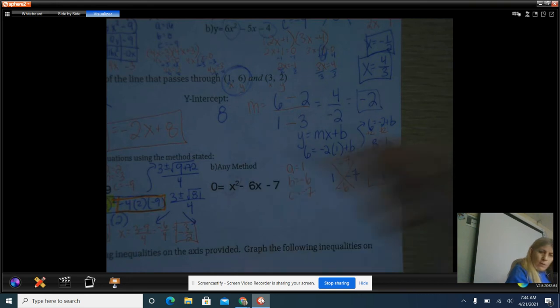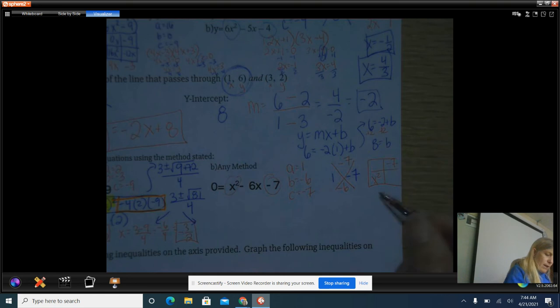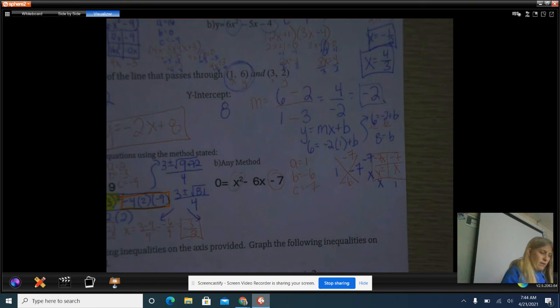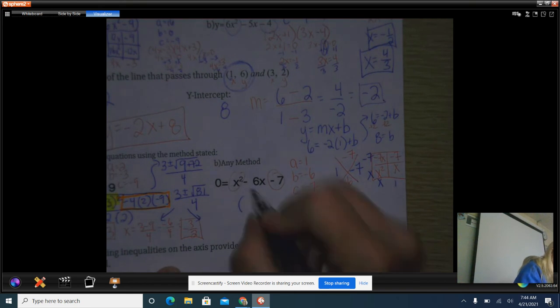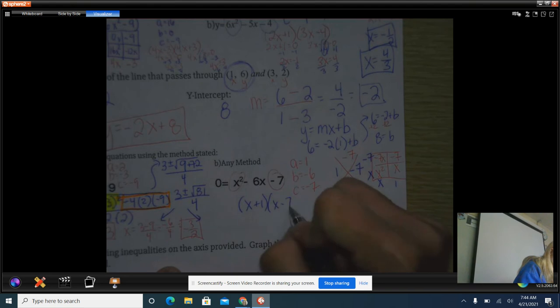We have our x squared in the bottom left, our -7 in the upper right, and we're breaking down our -6x into -7x and a plain x. The only way to get an x squared is x times x. X times 1 gives me x, and x times -7 gives me -7x. We write that in product form, x plus 1 times x minus 7.